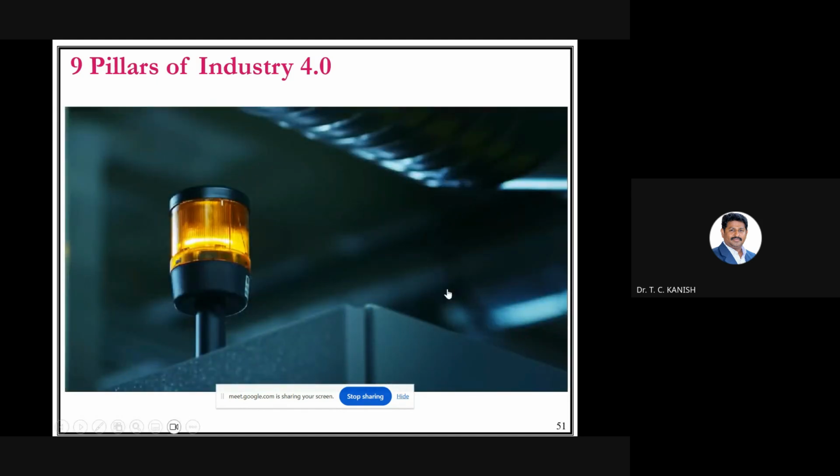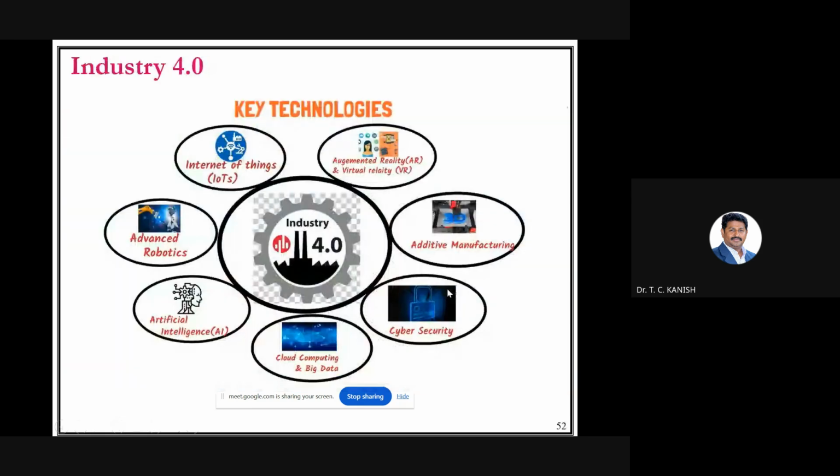Cyber security is very important because we are using the internet. We are transmitting data from one place to another place. When you are transmitting data, someone should not enter in it and take the data out. So we need to have cyber security also. So these are all the 9 pillars of Industry 4.0.